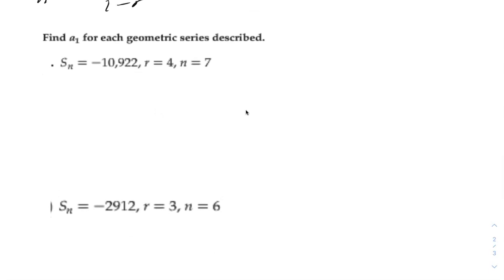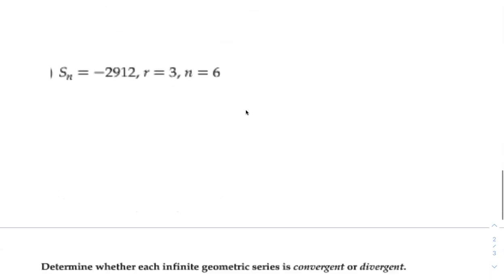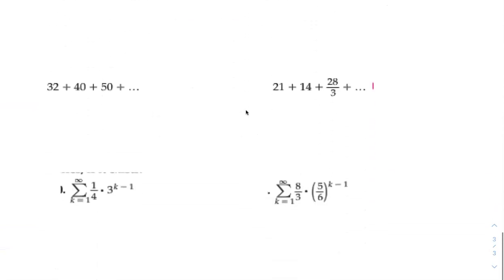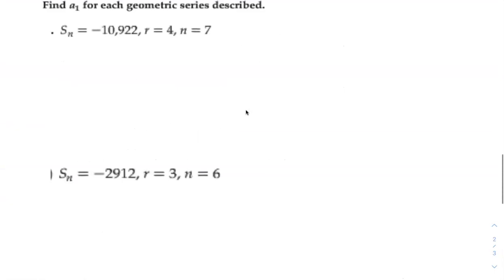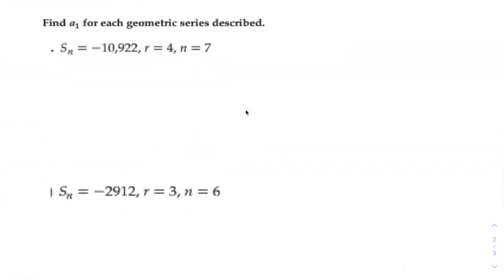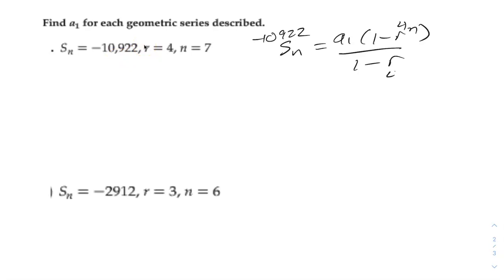Find A1 for each geometric series described. So notice how they give me the sum, so I have the sum formula, because that's what they give me. Now look what they have. I know the sum is -10,922, R is 4, and N is 7.